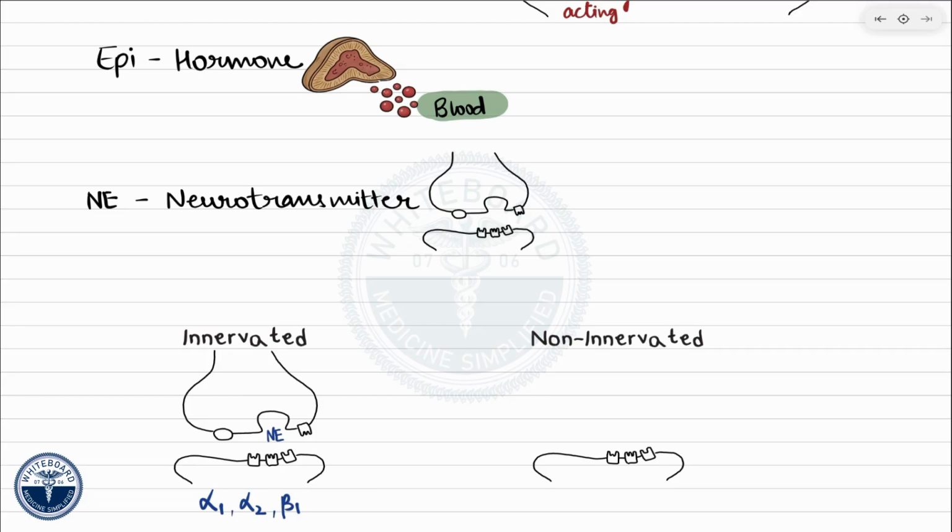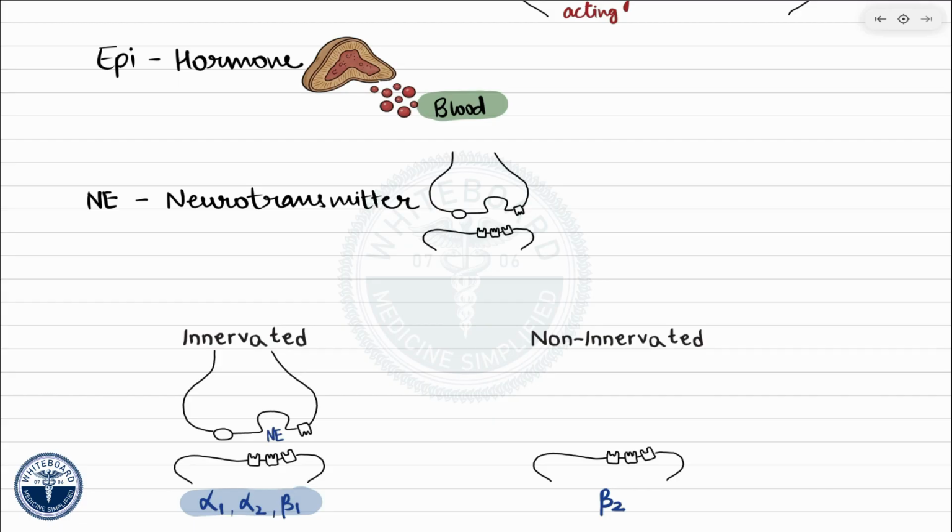Beta-2 receptors are different. Many beta-2 receptors are functionally non-innervated, meaning they are not easily reached by norepinephrine released from nerve endings. As a result, norepinephrine has very little effect on beta-2 receptors under normal physiological conditions. So, if you are wondering which receptors norepinephrine primarily activates, the answer is alpha-1, alpha-2, and beta-1 receptors. Beta-2 receptors are generally not significantly activated by neuronally released norepinephrine.